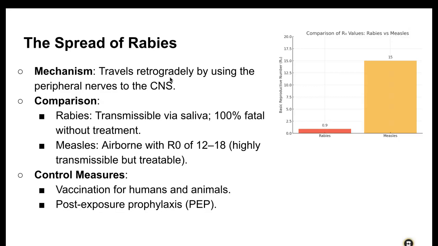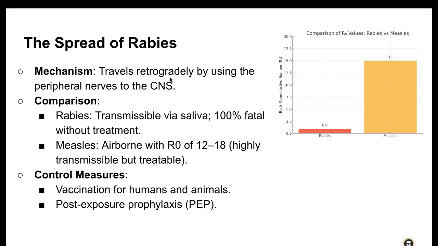How it spreads. It spreads retrogradely, using the peripheral nerves to get to the central nervous system. I compared it to measles. Rabies is transmissible via saliva and is 100% fatal without treatment. Measles is airborne, with how quickly it can reproduce. The reproduction number of measles is 12 to 18, so it's highly transmittable but treatable, and rabies is not. It is fatal, but its reproduction number is much lower.